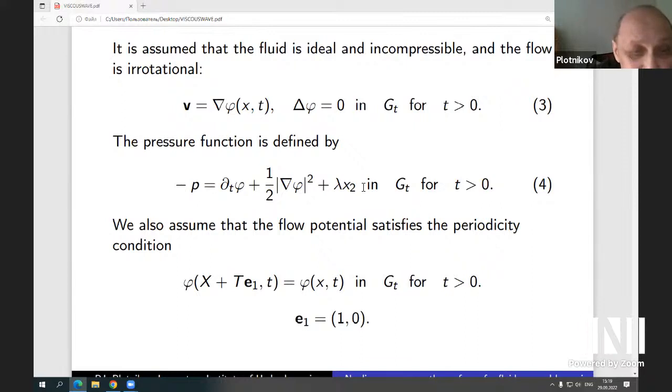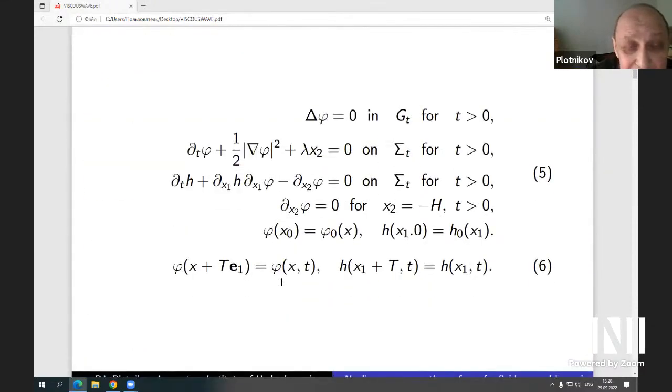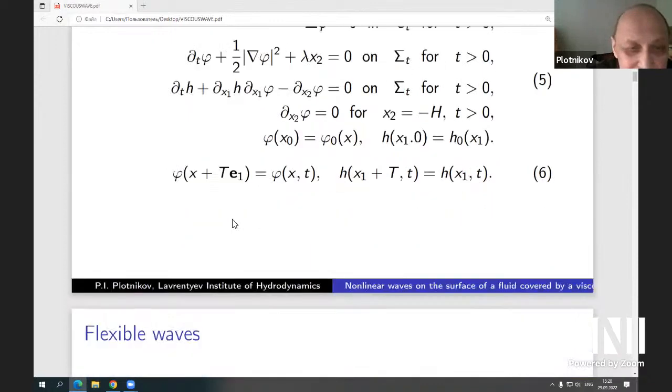Also we assume that the potential satisfies the same periodicity condition in the horizontal direction. And this is the complete formulation of the gravity wave on the surface of an ideal fluid. You can see the Laplace equation and two boundary conditions. The first boundary condition on the free surface is a dynamic condition, and the second is a kinematic condition. This means that a material particle cannot leave the free surface and stays at the free surface for all time. The third boundary condition is just the impermeability condition, and also we have two initial data: the velocity field at the initial moment and the elevation of the surface at the initial moment should be prescribed.